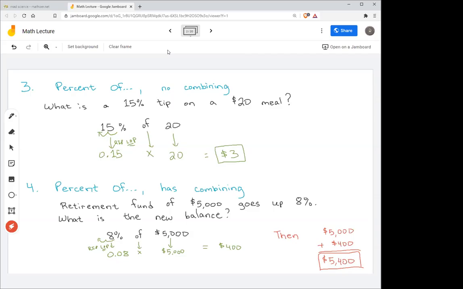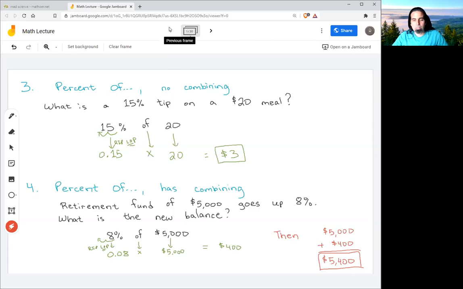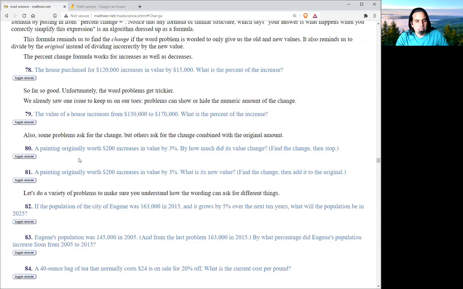I understand it on my own. Okay. Last call. Anyone want another one? I can do another one. Which type? 1, 2, 3, and 4. Three, a percent of with no combining. Okay.